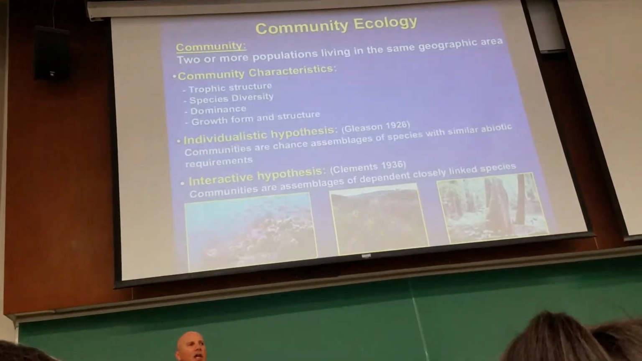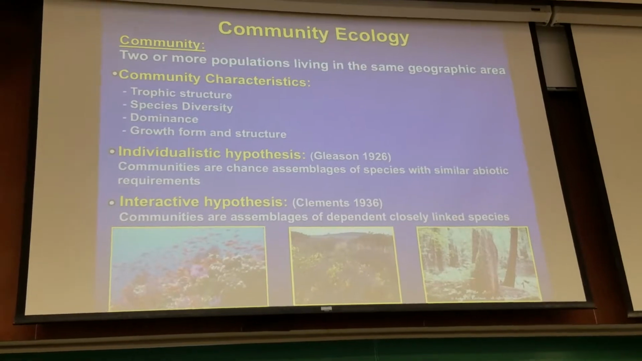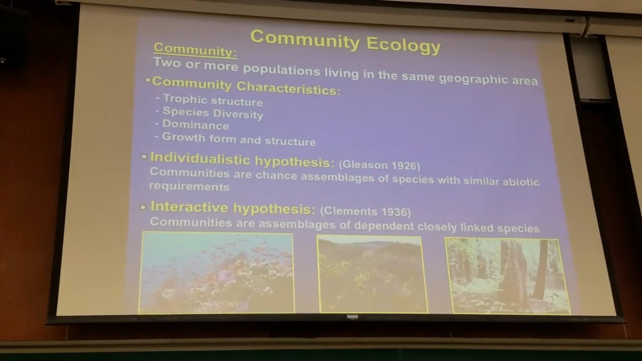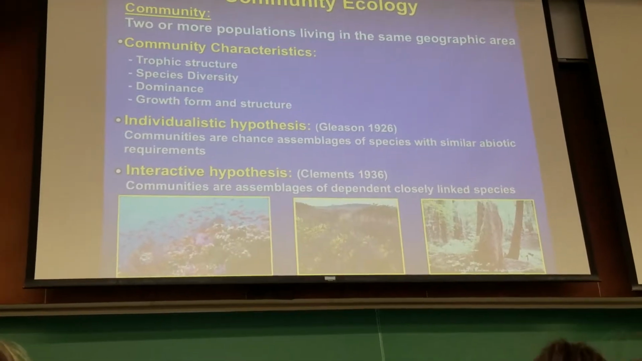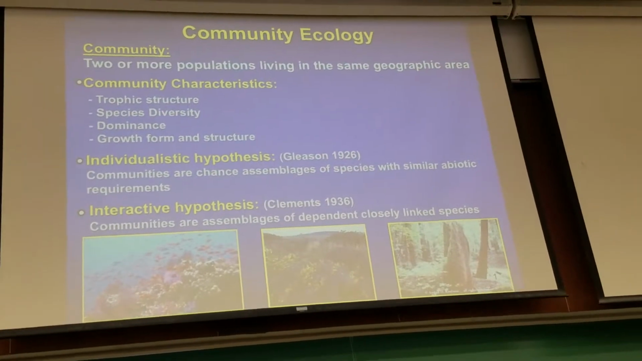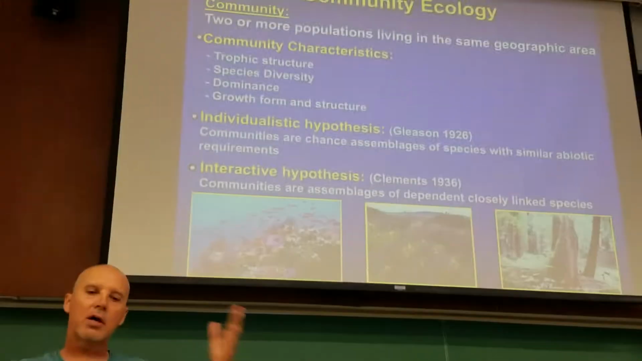In this one, the idea is that communities are really tightly interacting species assemblages, right? That are dependent and closely interacting with each other. Well, when anybody ever presents it's this way or that way, you should instantly say it's really what? It's both. It's someplace in the middle.